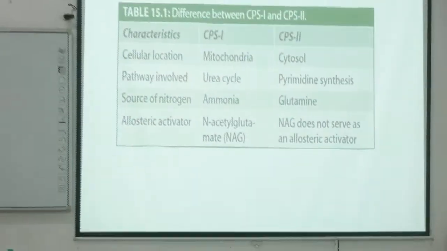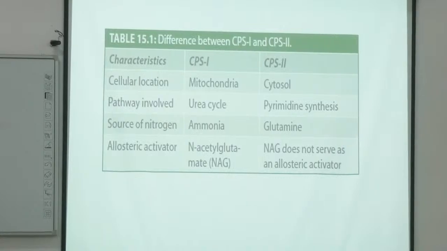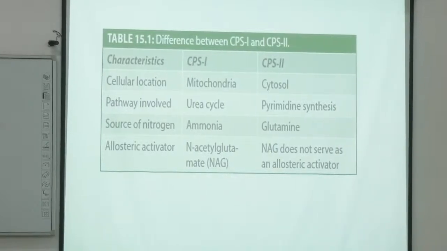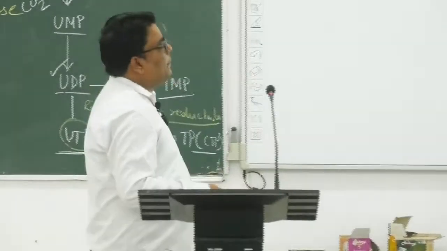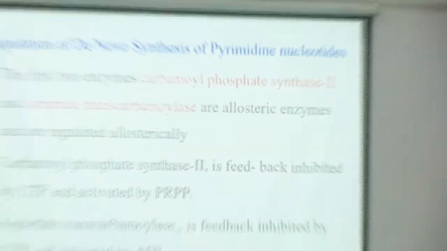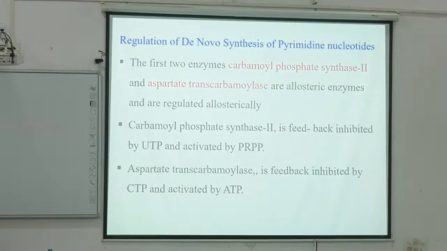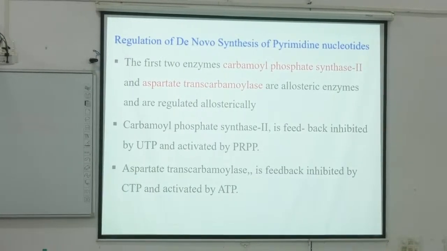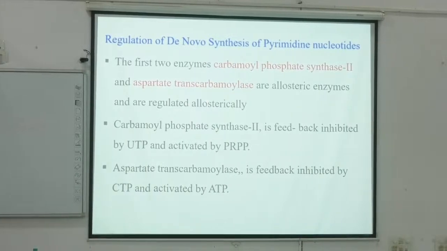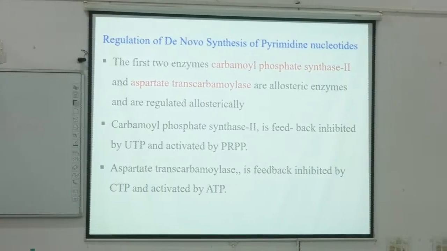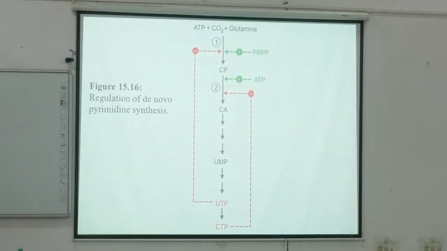Now the difference between CPS first and CPS second, you already know. NAG is the allosteric regulator of CPS1, but it is not for CPS second. Now there are two main steps which are called regulatory steps. You write these steps. The first one is carbamoyl phosphate synthetase second, and aspartate transcarbamylase. So these are the regulatory steps of this cycle.